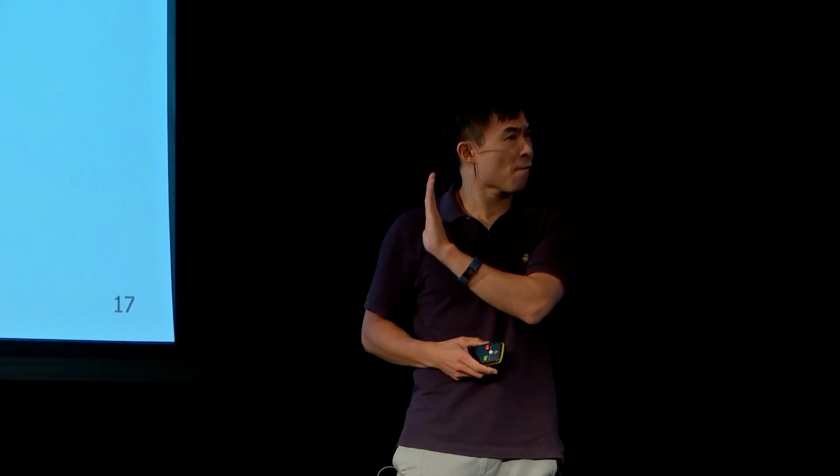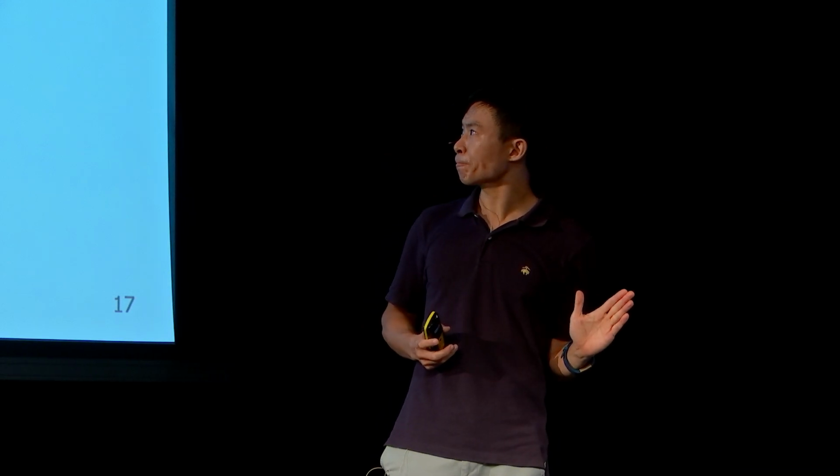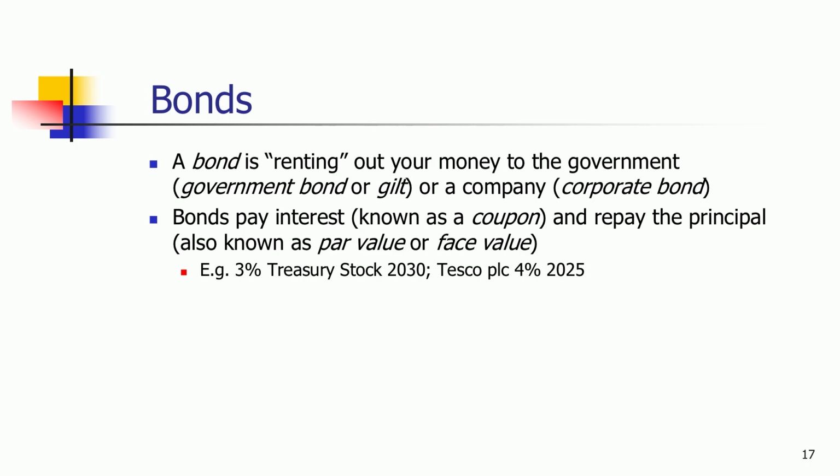So bonds work in a very similar way to a bank account. Every so often, they pay interest, which is known as a coupon. That is just a special name for it, but it acts like interest. And then at the end, they repay the principal, and the principal is sometimes known as the par value or the face value.